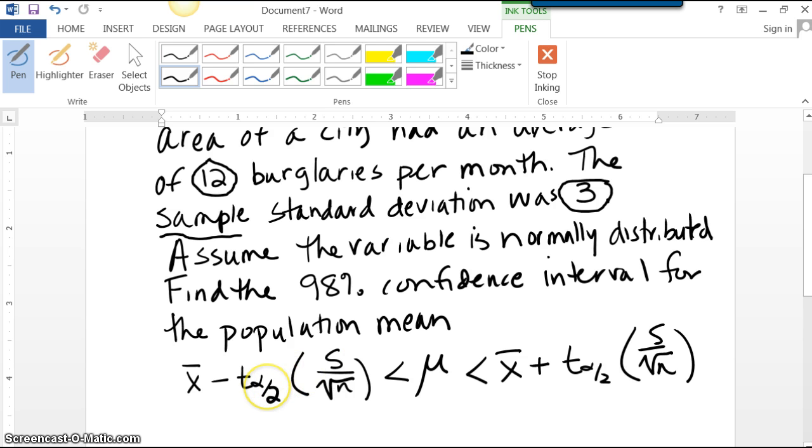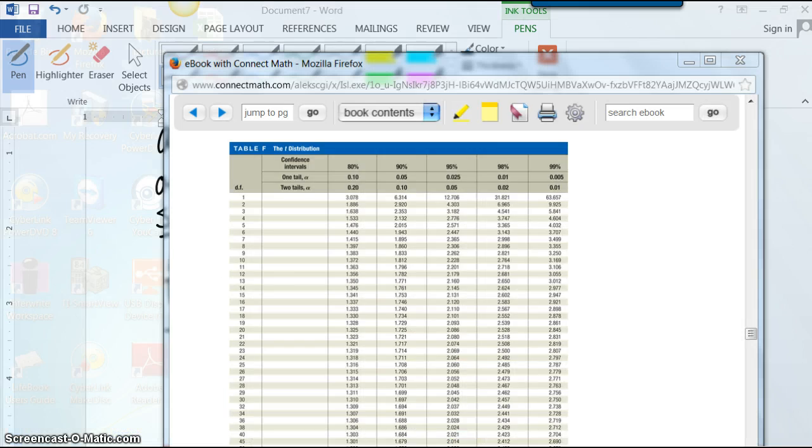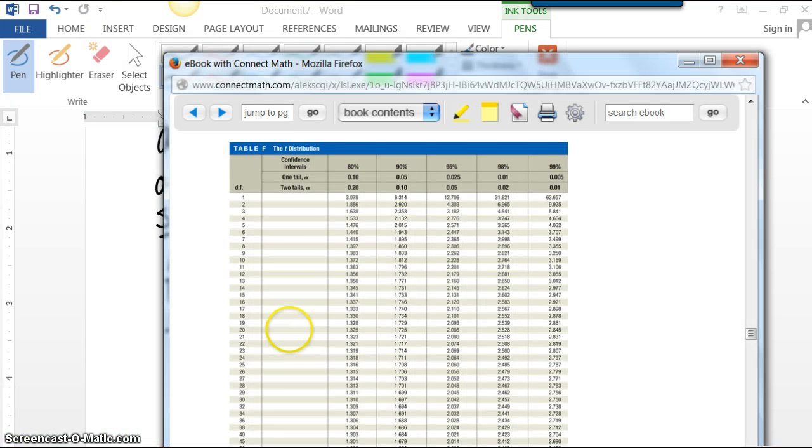So we're going to go to the t-table, and we're going to try to find the t that's associated with 98%. On this table, you always use the degrees of freedom, one less than your sample size, and our sample size is 6, so we're going to be using line 5. And then across the top, confidence intervals, we'd like to be 98% confident, so we're looking down this column.